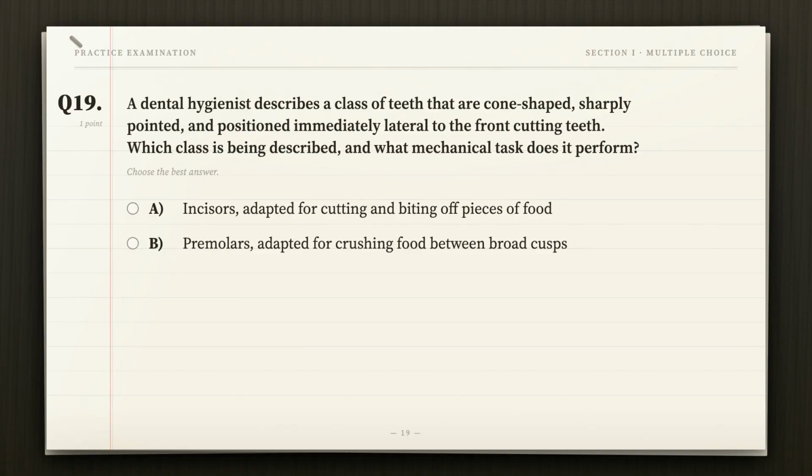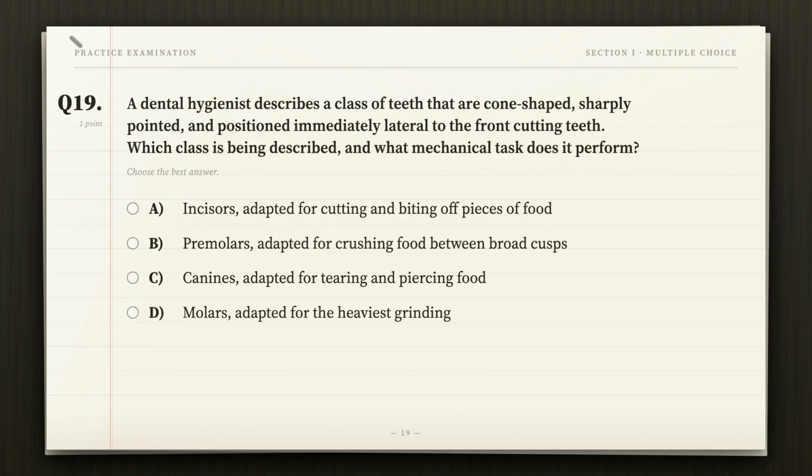B. Premolars, adapted for crushing food between broad cusps. C. Canines, adapted for tearing and piercing food. D. Molars, adapted for the heaviest grinding. Before I reveal it, which one do you think is right?